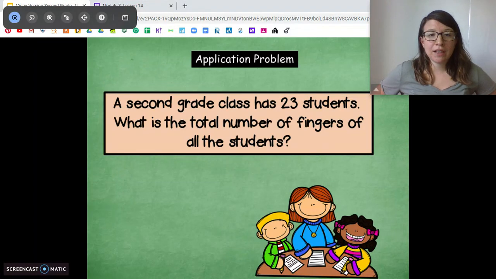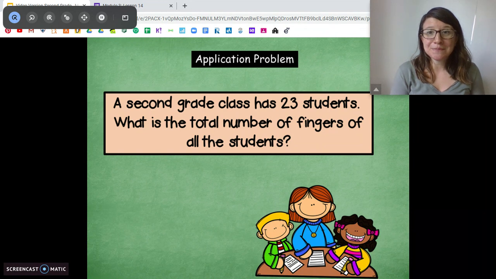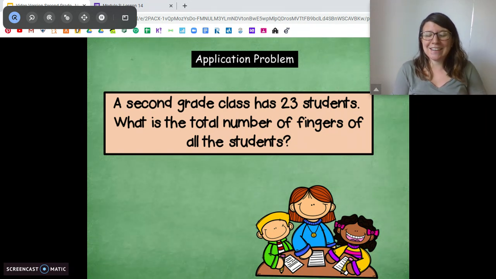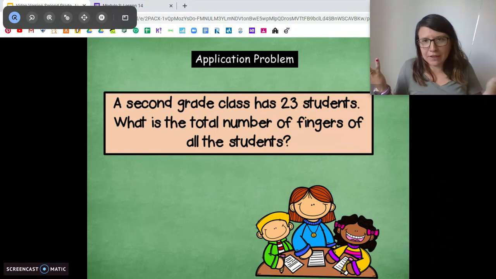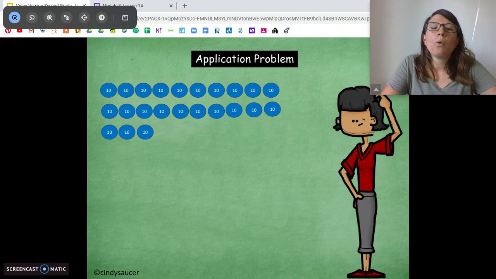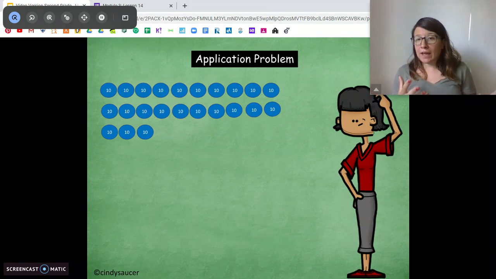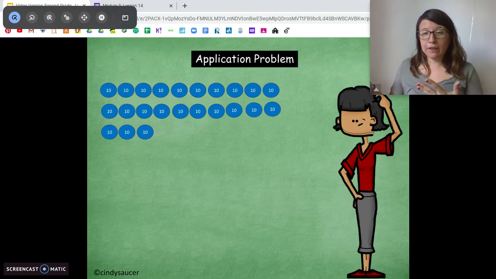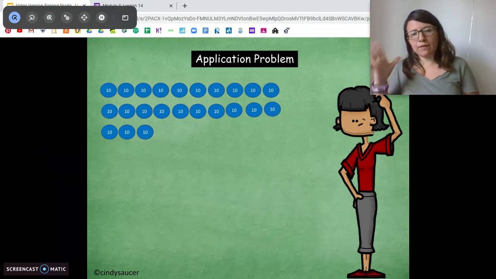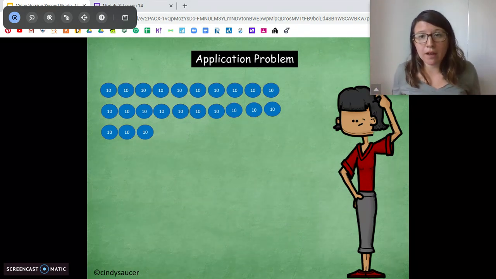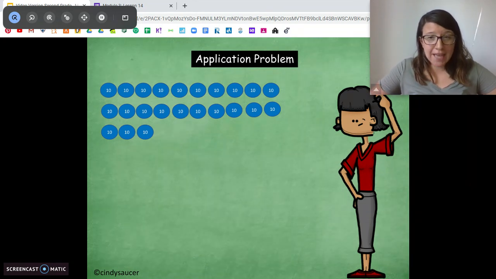So, a second grade class has 23 students. How many fingers are in the class? Pause and solve. Ready? All right, let's go over it. We can assume that there are 10 fingers on each person's hand. So what we can do is draw little circles of 10 or count by tens to get to however many fingers. We're going to need to count by tens 23 times. So we can go 10, 20, 30, 40, 50, 60, 70, 80, 90, 100, keep going on.